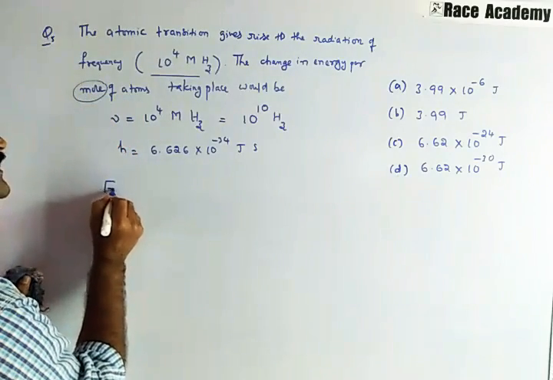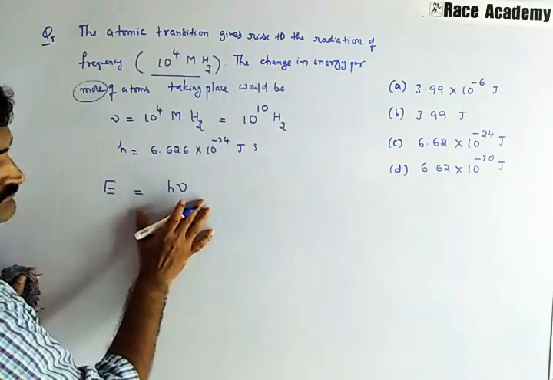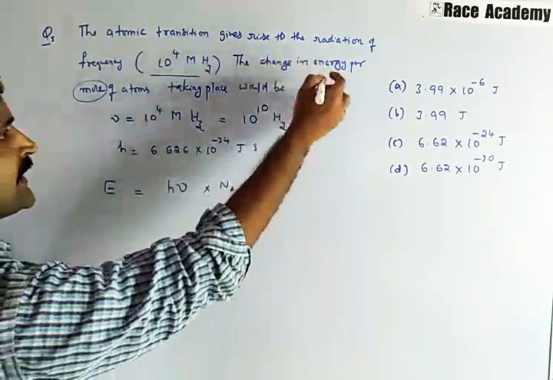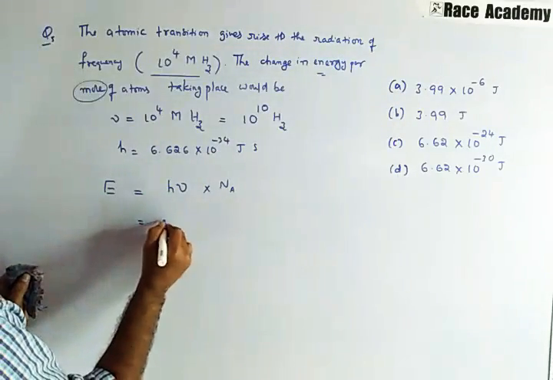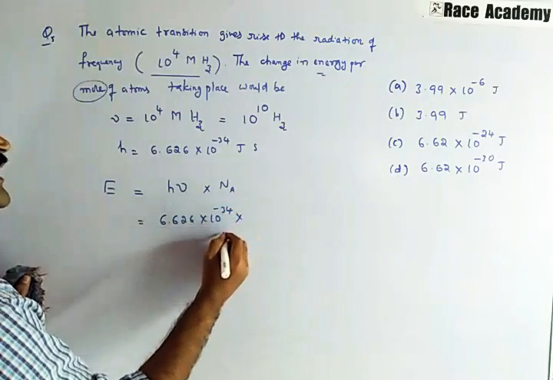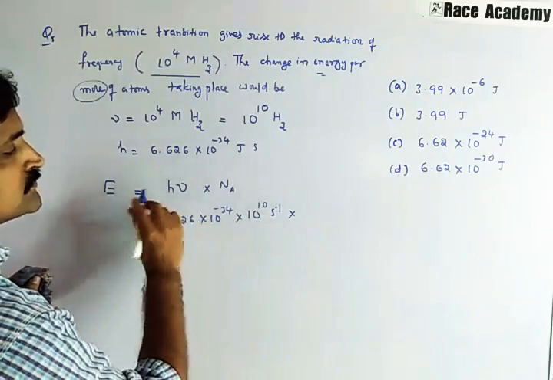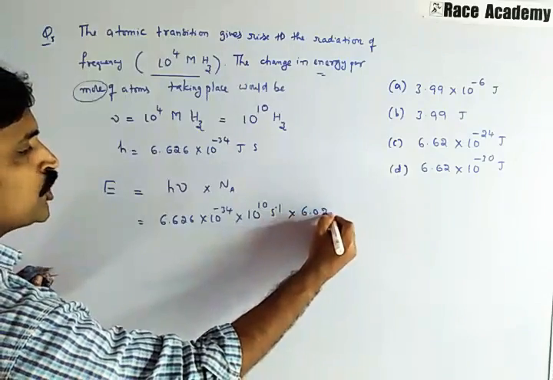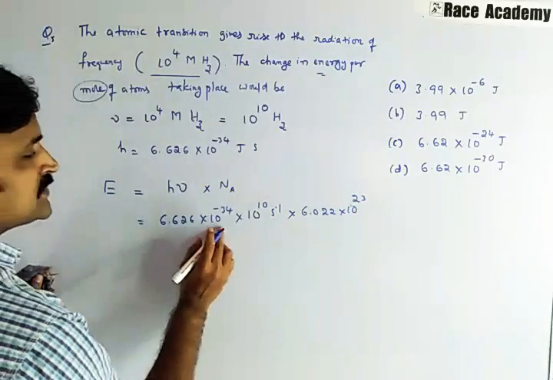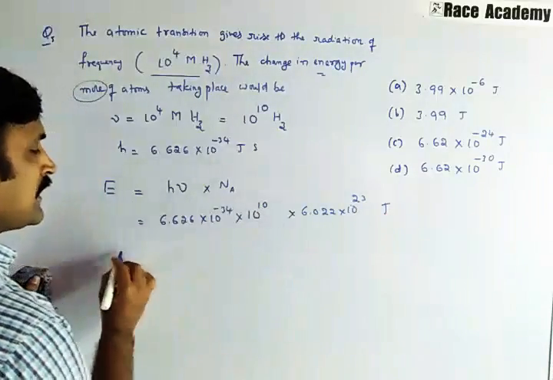What is the formula for the change in energy? E is equal to h nu. This is per atom. If you multiply this with the Avogadro number, then you will get the answer in joules. So what is the h value? That is 6.626 into 10 to the power of minus 34, and the frequency value is 10 power 10 second inverse, into the Avogadro number value 6.022 into 10 to the power of 23. This is joule second, this is per second. Finally, joules is the unit for the final answer.